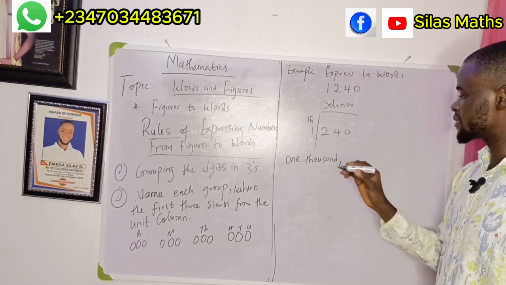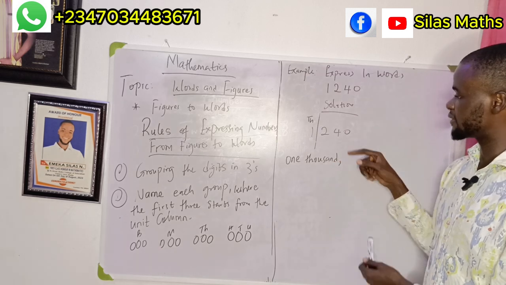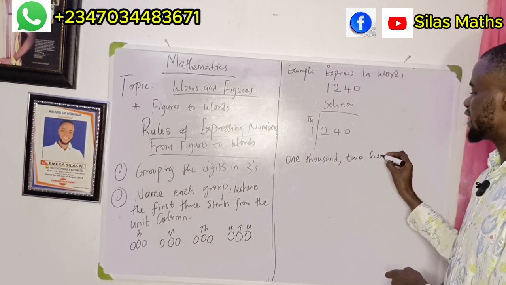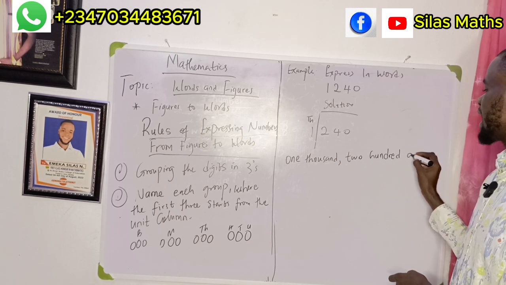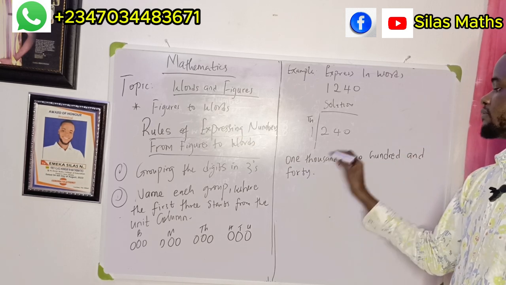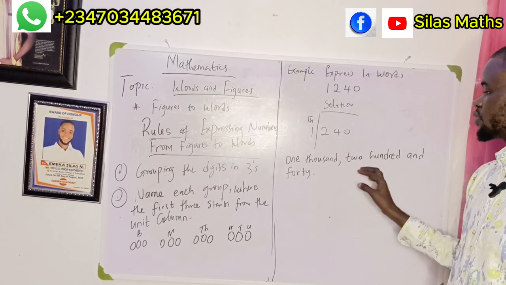I will separate it with a comma after this group, moving to the next group. The next group is 240. So I will write 240. I'm done writing this number in words. So this number is what? 1240.